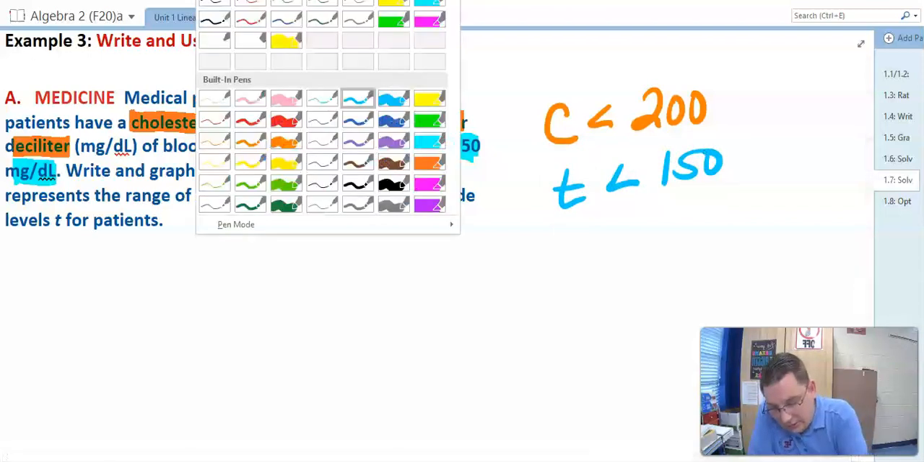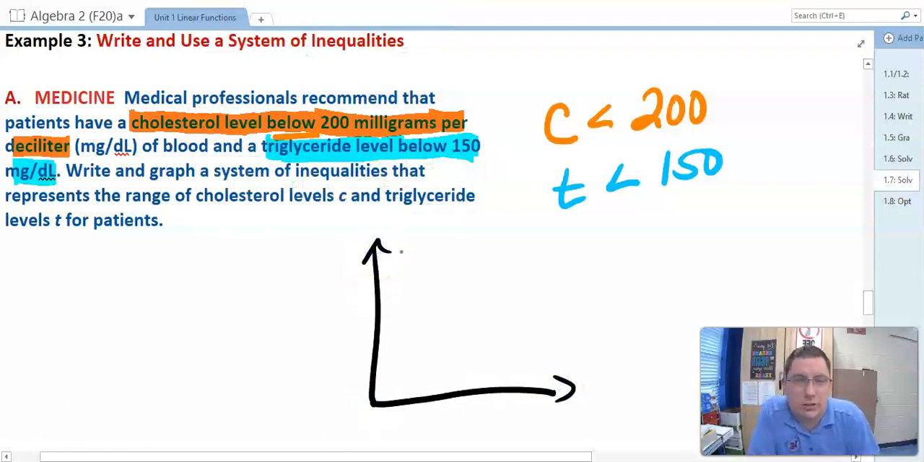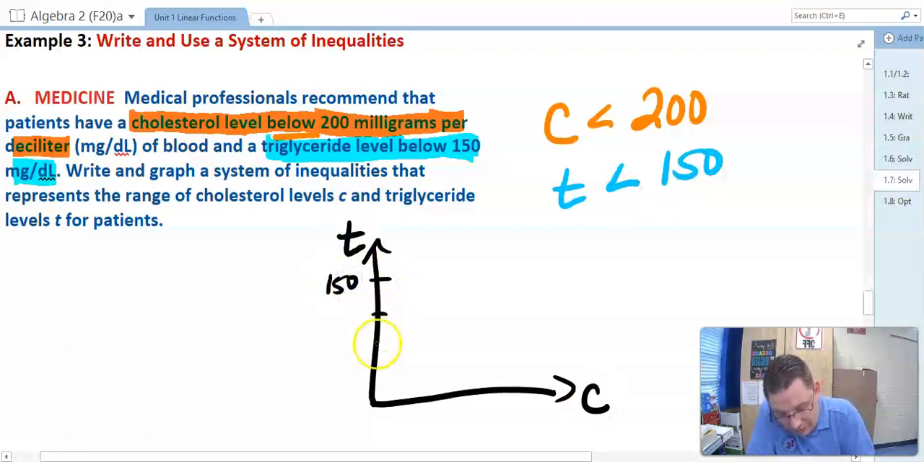And so in this case, we're going to draw our coordinate plane. It's only going to be the first quadrant because your cholesterol level cannot be below 0 and your triglyceride level cannot be below 0. So I'm going to do C on this axis and T on this axis. And so my T, I need 150, so we'll just go 150 here and we'll make this 100 and this 50, right? So 50, 100. And on T, we need to go out to 200. So 50, 150, right?